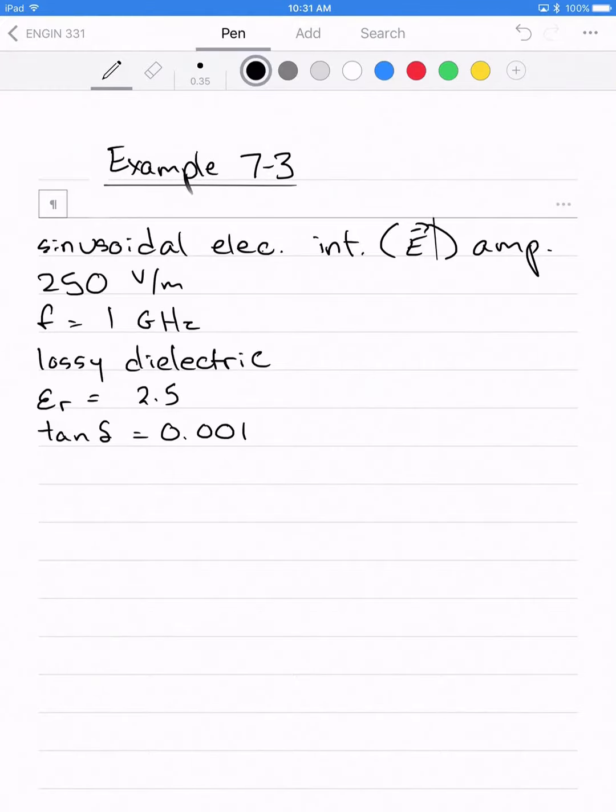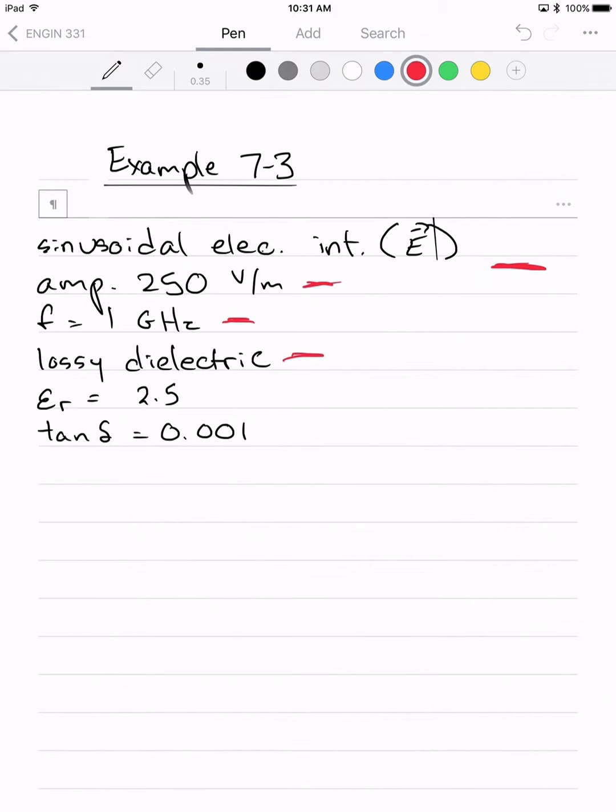All right, today we're doing an example about wave propagation in lossy media. This is example 7-3 in the book. We're given a sinusoidal electric intensity, so that would be the electric field E, with amplitude 250 volts per meter, frequency 1 gigahertz, in a lossy dielectric with epsilon r equals 2.5, the relative permittivity, and the loss tangent of 0.001. And we're supposed to find the dissipated power per meter cubed.